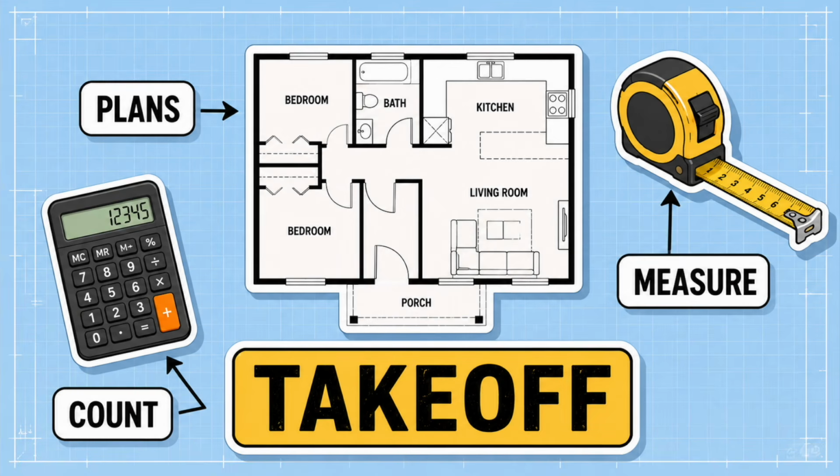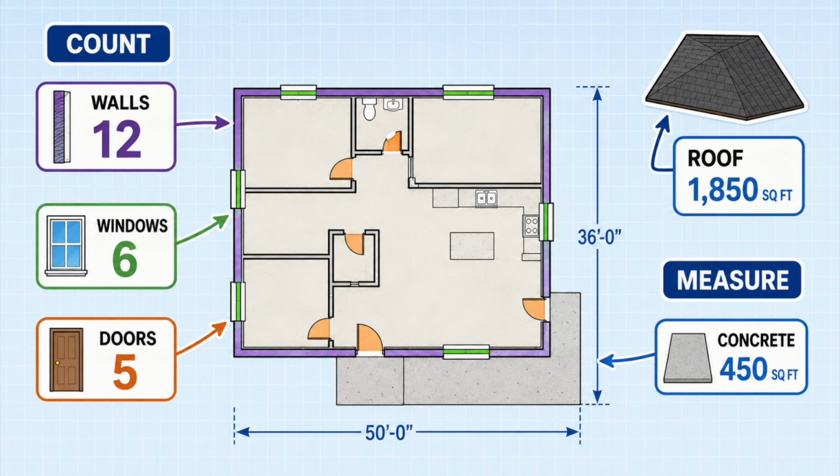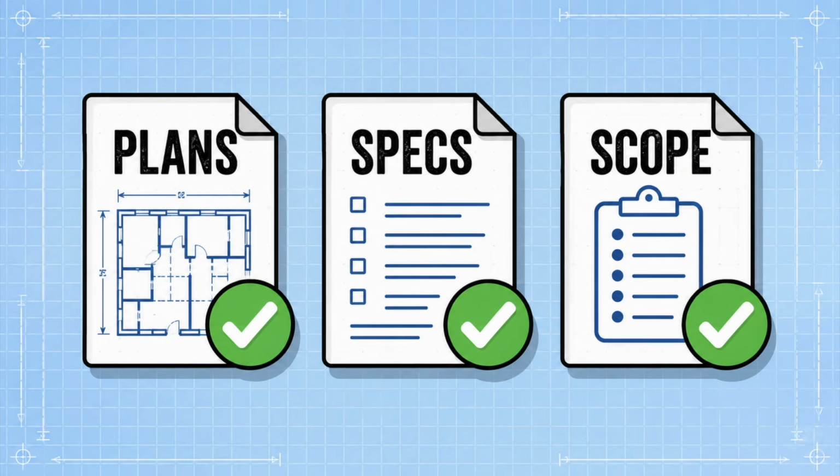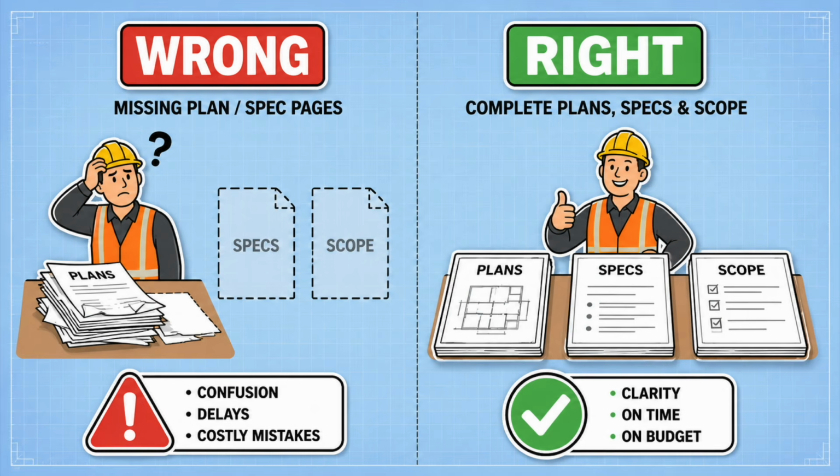If you've ever wondered how builders know what a house should cost, it starts with something called a takeoff. A takeoff is just the process of measuring and counting everything needed to build the project. Before you price anything, you need the plans, the specs, and a clear scope of work. If one of those is missing, your estimate can be wrong before you even begin.